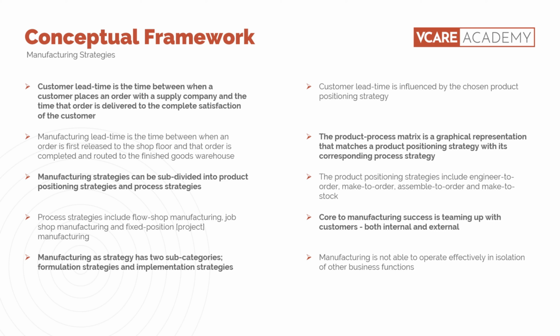The product process matrix is a graphical representation that matches a product positioning strategy with its corresponding process strategy. Manufacturing strategies can be subdivided into product positioning strategies and process positioning strategies. The product positioning strategies include engineer to order, make to order, assemble to order, and make to stock. The process strategies include flow shop manufacturing, job shop manufacturing, and fixed position manufacturing.